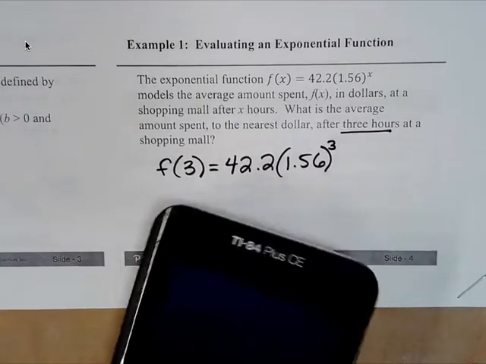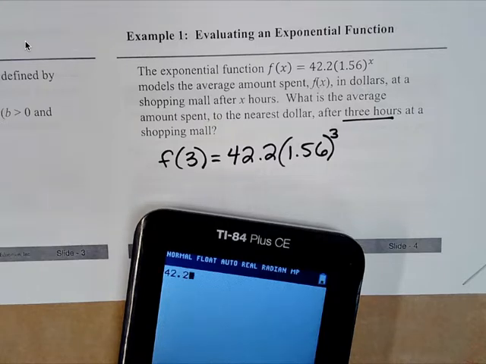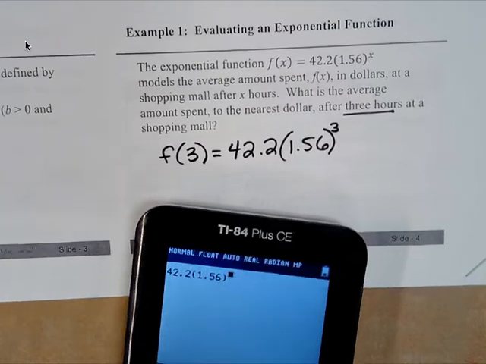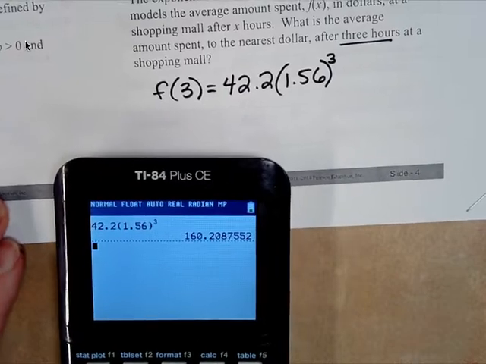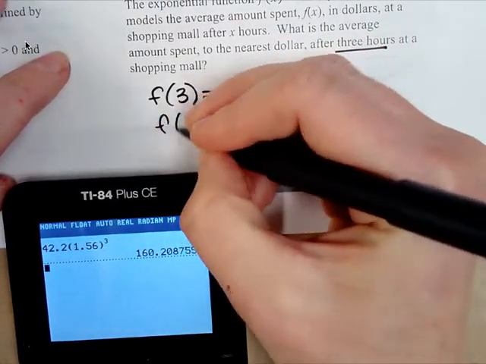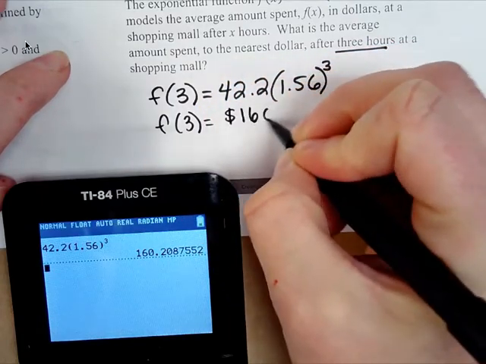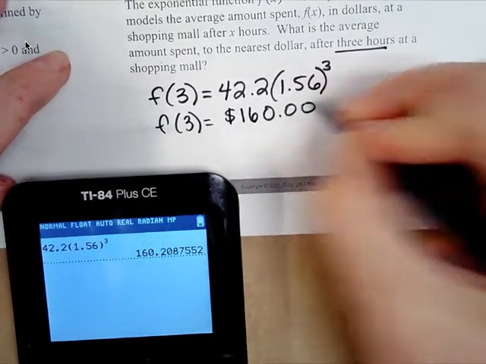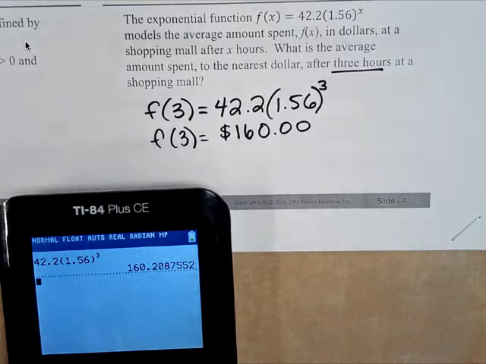And we do have a calculator we can use. And so it says to the nearest dollar. So f of 3 will be $160. So what is the average amount spent after 3 hours? The average amount spent is $160.